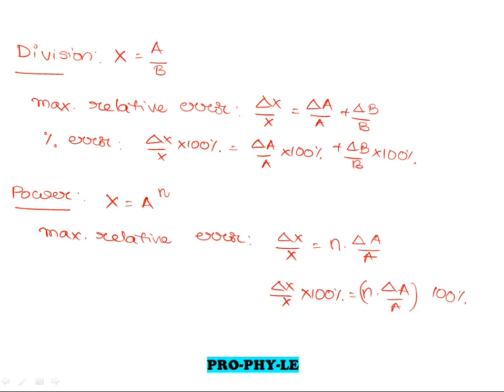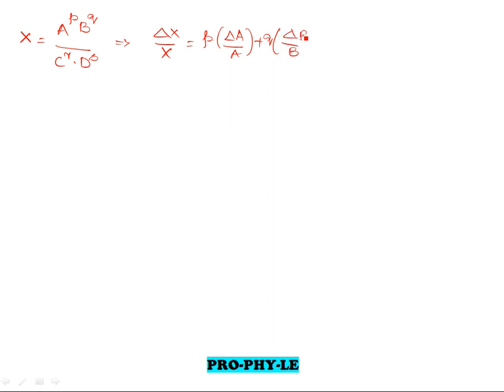And in powers, suppose more than one quantity is involved. Suppose you are given x equal to a power of p, b power of q by c power of r into d power of s, then the maximum relative error delta x by x will be equal to p into delta a by a plus q into delta b by b plus r into delta c by c plus s into delta d by d.